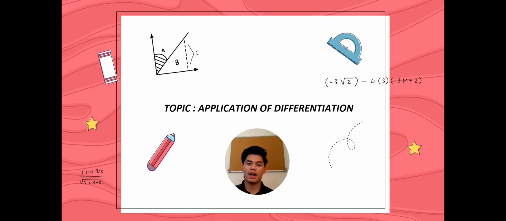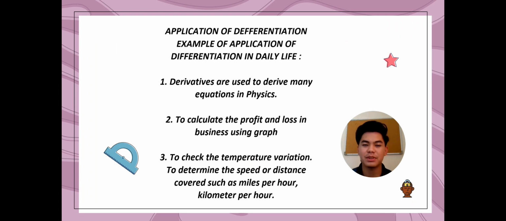Now I'm presenting to you our topic for our assignment, which is application of differentiation. I will explain the application of differentiation in daily life. The first example is that derivatives are used to derive many equations in physics. The second is to calculate profit and loss in business using graphs. And the last is to check temperature variation or determine speed or distance covered, such as miles per hour or kilometers per hour.